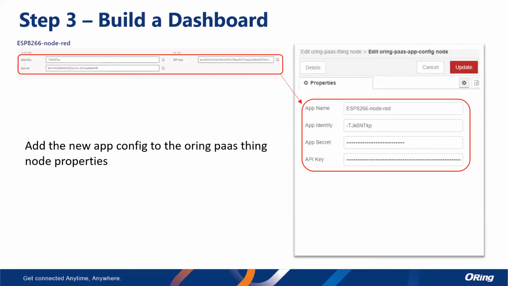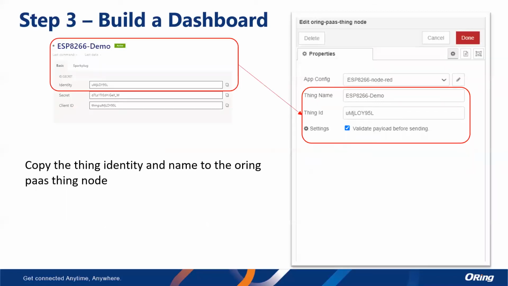In this case, you need to give the app a name, app identity, app secret, and API key, which you can simply copy from the previous screen with your registered application. When you put this information inside the PaaS Think node properties, you can update it, and it should already be registered.